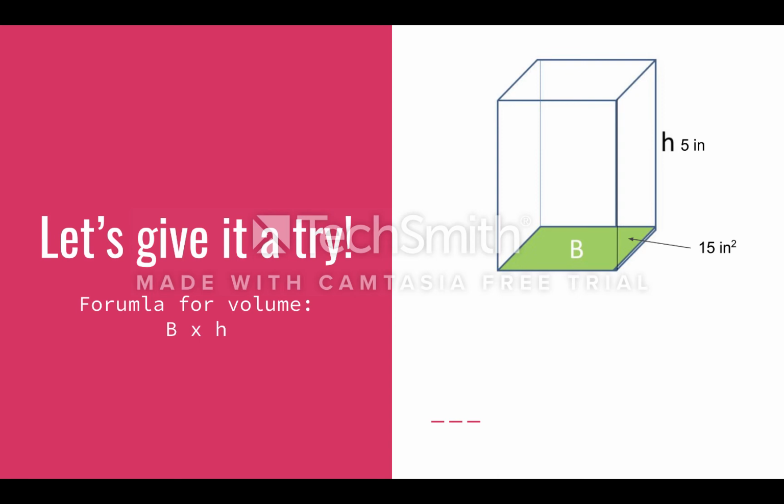So for this example, we have length times width, which gave us 15 inches squared. And then we're going to multiply that with the height. So you would get 15 times 5, and 15 times 5 is 75 inches cubed. Let's take a look at an example similar to this one. I'd like you to pause the video and try this one on your own. Okay, you should have gotten 21 times 9, and 21 times 9 is 189 feet cubed.